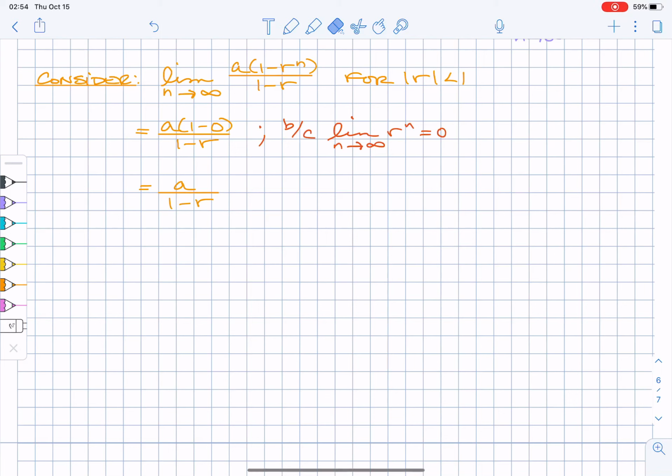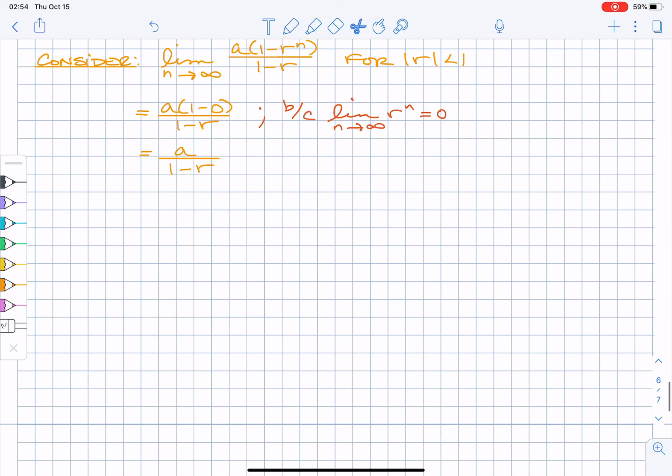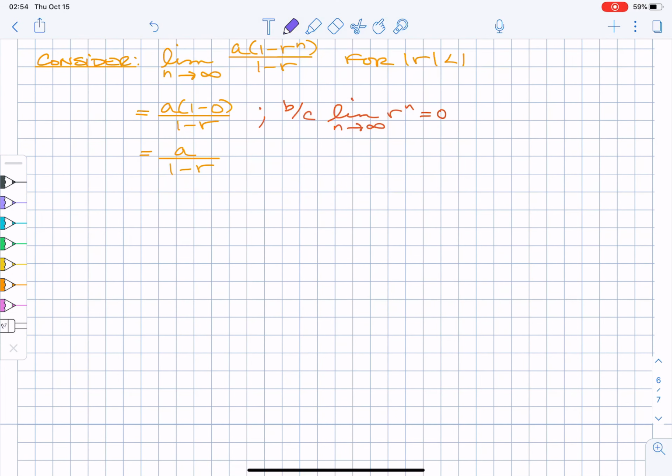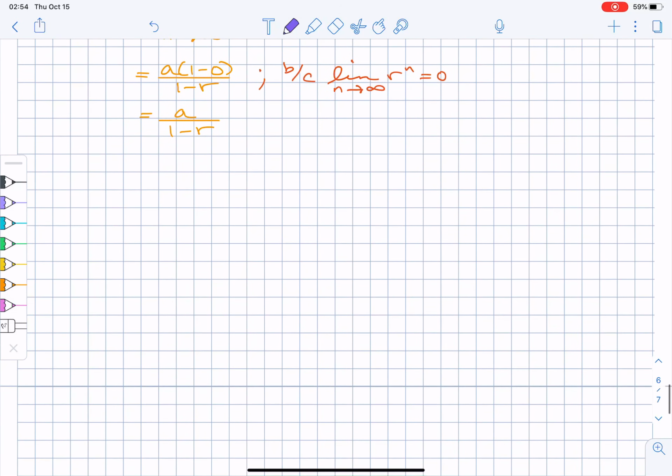Okay, so a over 1 minus r, right? So hopefully that's making sense, because that r to the n was small. It went to 0 as n got bigger and bigger. So this leads us to a theorem. So if n is infinite, so theorem.